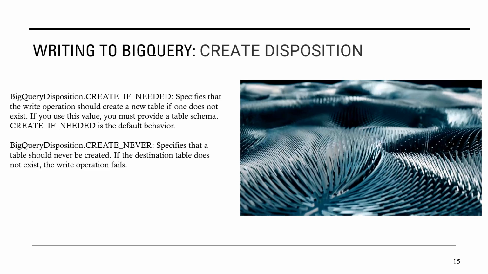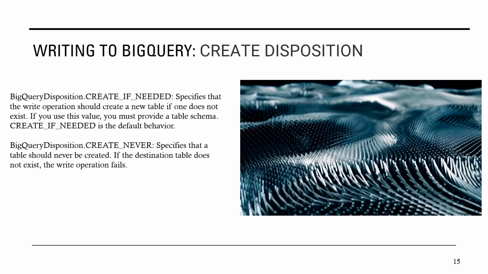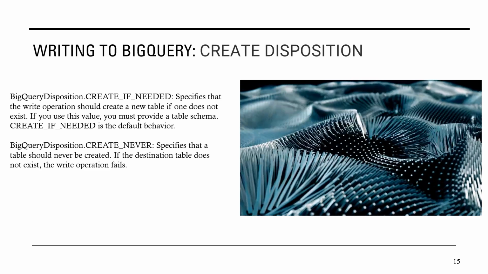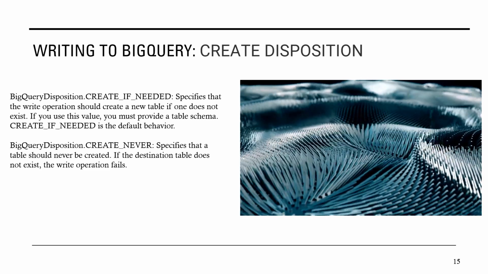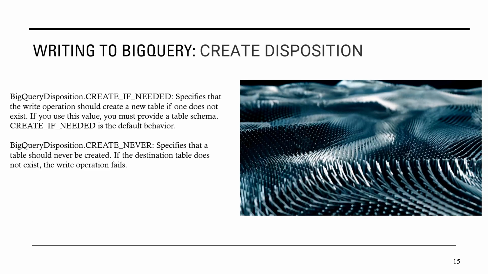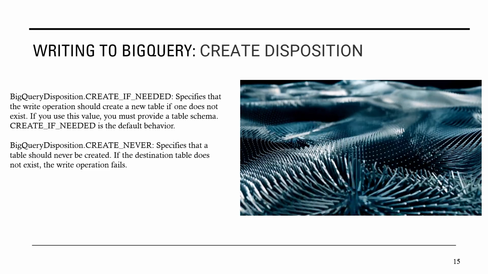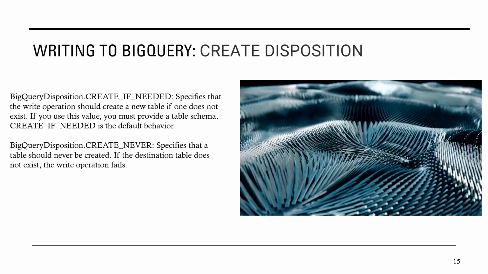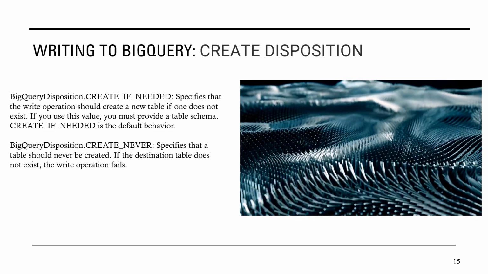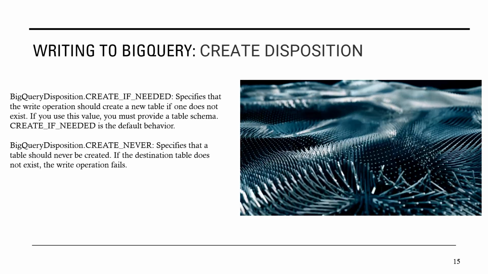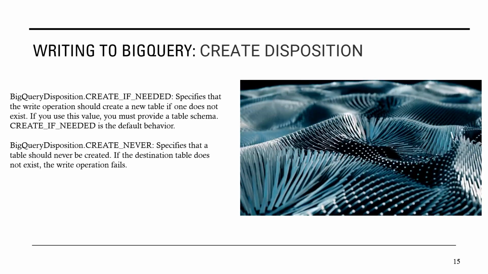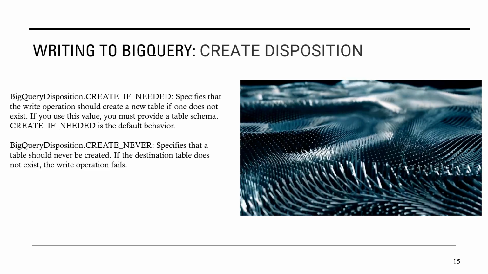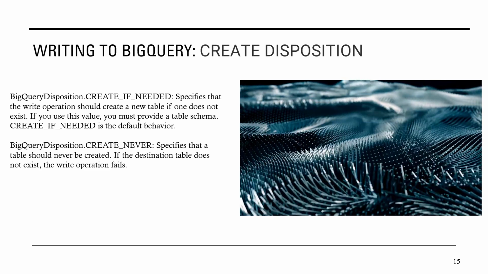Writing to BigQuery, create disposition. The create disposition controls whether or not your BigQuery write operation should create a table if the destination table does not exist. Use the create disposition parameter to specify the create disposition. Valid enum values are BigQueryDisposition.CREATE_IF_NEEDED, which specifies that the write operation should create a new table if one does not exist. If you use this value, you must provide a table schema. Create if needed is the default behavior.